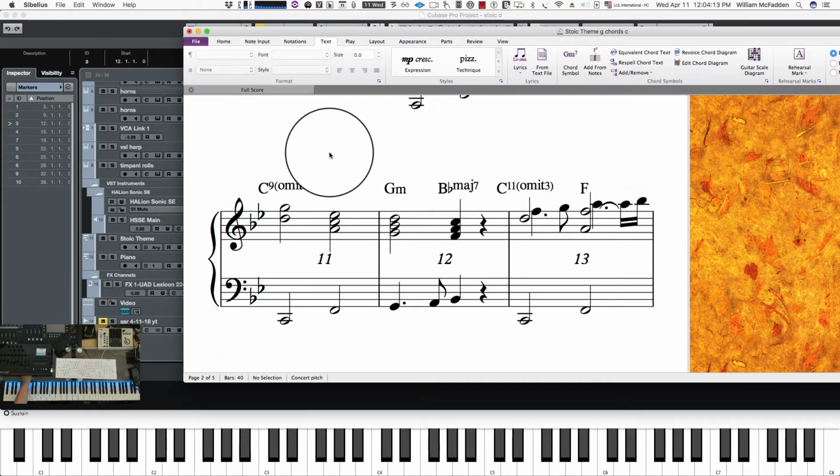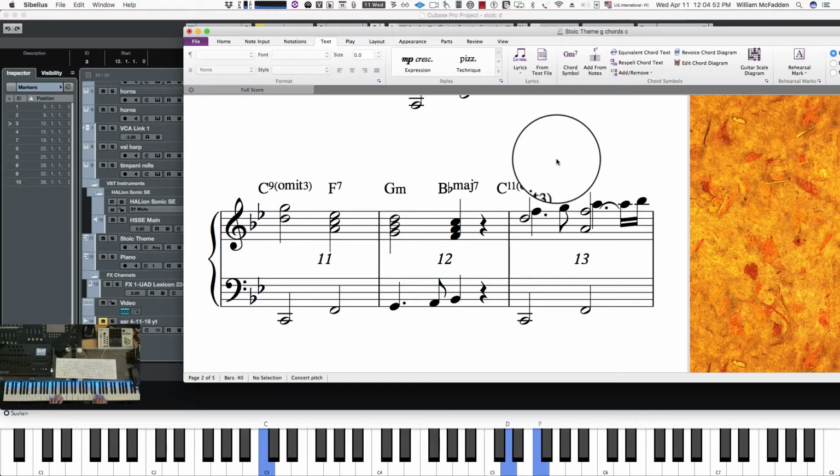In measure 11, again, we have the omitting of the third. Again, we have the E flat, so we're in the Dorian mode. We see the C9 omitting the third. This time we have an F7, G minor, and then a B flat major 7 again, and then measure 13.